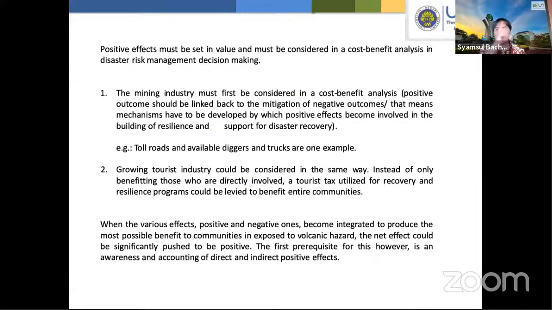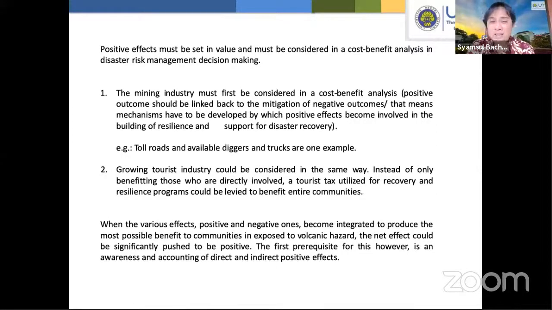And how about interactions with tourism activity? For example, positive impact must be given a value and must be considered in a cost-benefit analysis. Maybe when you study economics in a tourism study program, you should also learn about cost-benefit analysis. And it's also applied in disaster risk management decision-making. First, for example, the mining industry must first be considered in a cost-benefit analysis. Positive outcomes should be linked back to the mitigation of negative outcomes.